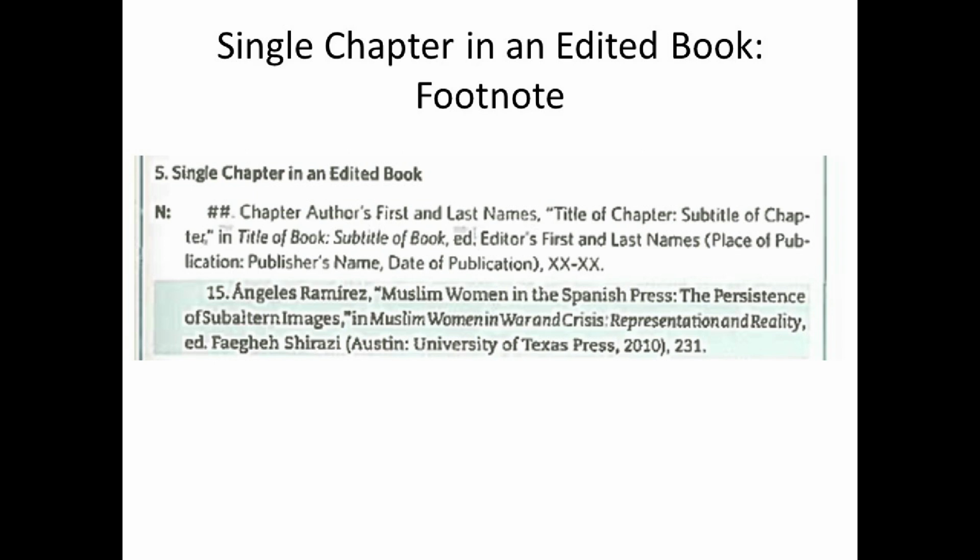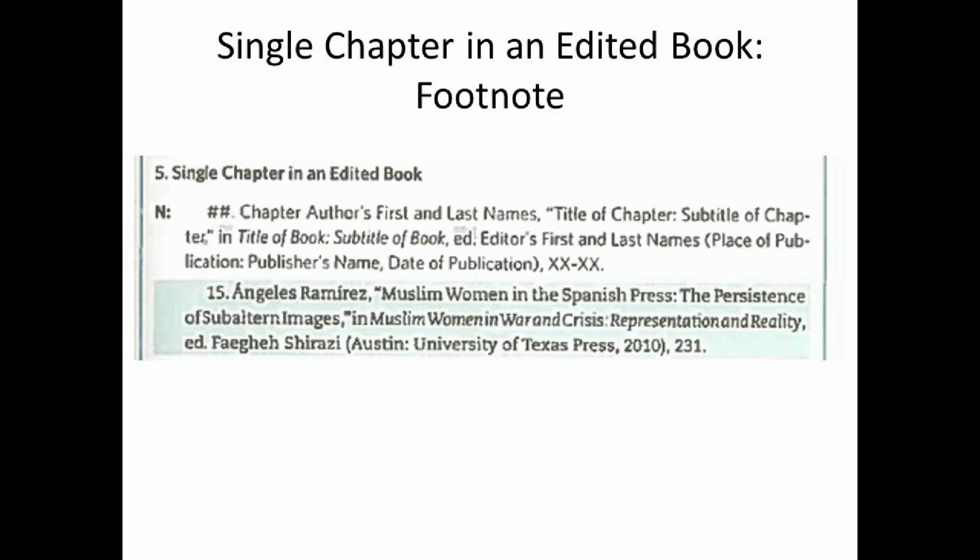Now, I'll talk a little bit more about what this kind of book is later, but there's something called an edited book. And when you cite an edited book, you cite it chapter by chapter. And so if you're going to do that for the footnote, you would list the chapter author's first and last names, right? So similar to a journal article. Then you would put in quotation marks, the title of chapter, subtitle of chapter, comma, quotation mark to end.